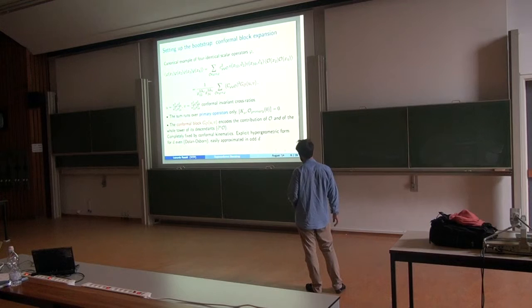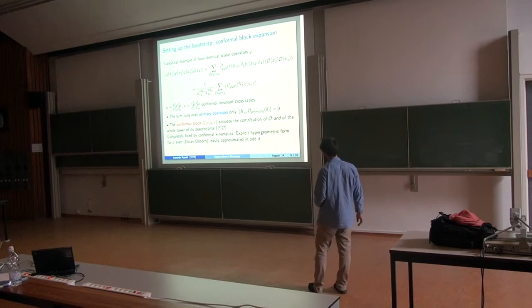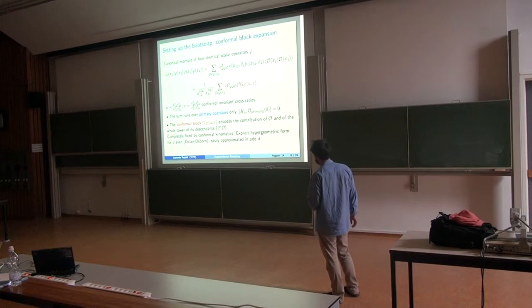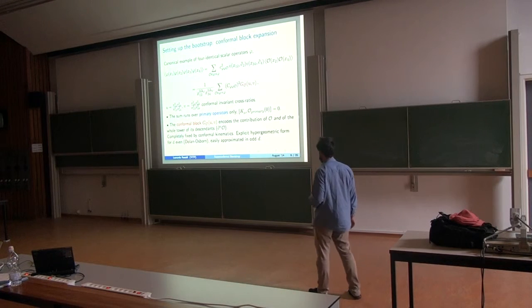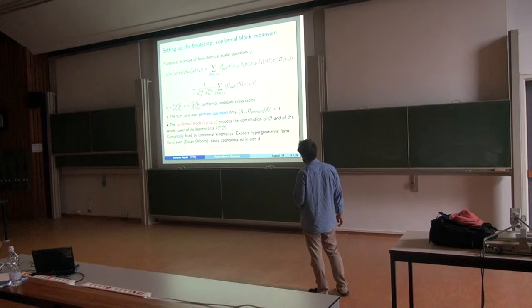Explicit expressions are known. They are certain combinations of hypergeometric functions in even dimensions. But even in odd dimensions, there are very efficient algorithms to approximate them by recursion relations or various rational approximations. So at least from a practical viewpoint, these functions are completely known. What is not known, on the other hand, are the particular quantum numbers that enter in the sum. We don't know a priori which particular set of operators contribute to the sum. And also, we don't know the structure constants.